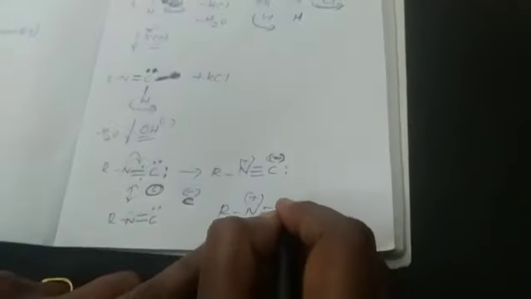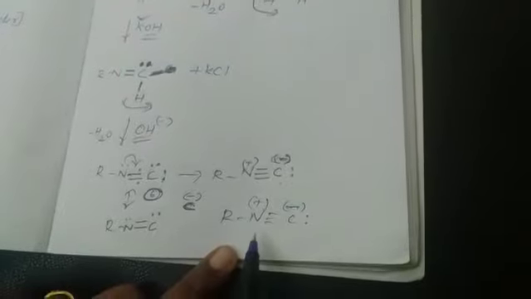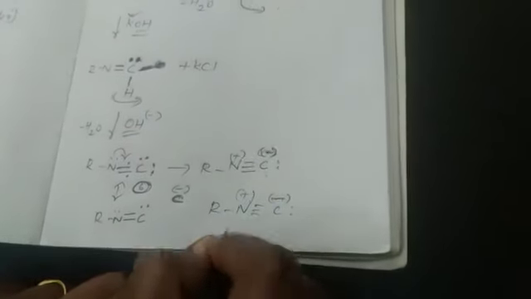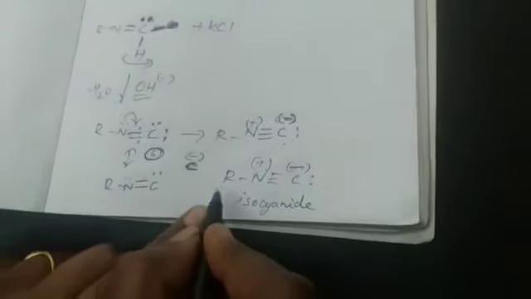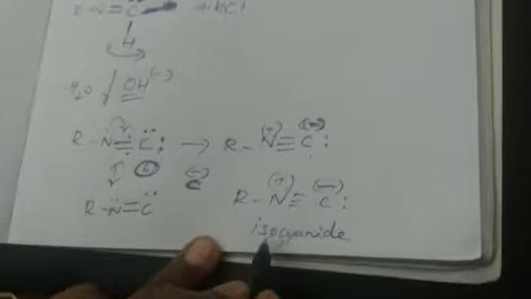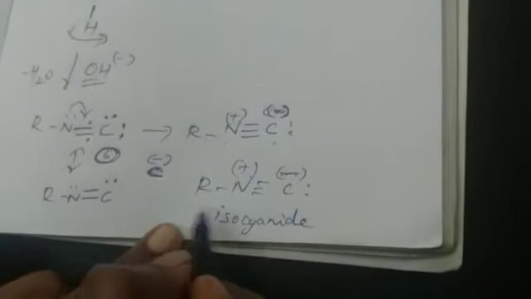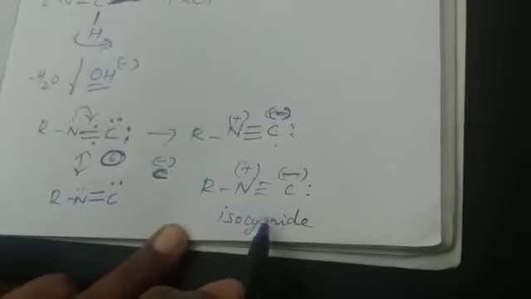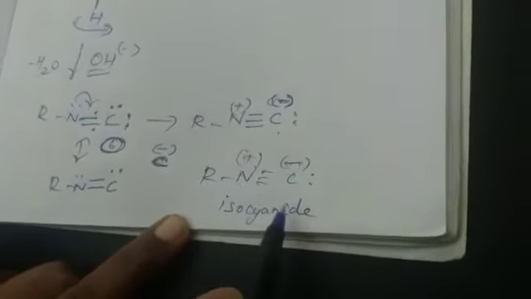So this is nothing but isocyanide. This can also be called isonitrile. This is alkyl isocyanide. If the R group is aromatic, then we can call that aromatic isocyanide, or we can call this isonitrile, or otherwise simply we can call this carbylamine. So this is the mechanism for the carbylamine test with amines. Thank you.